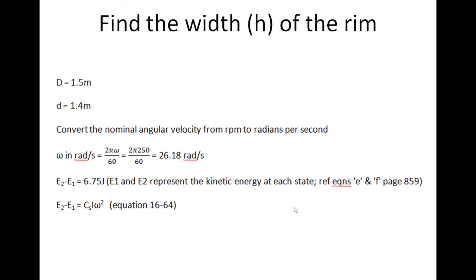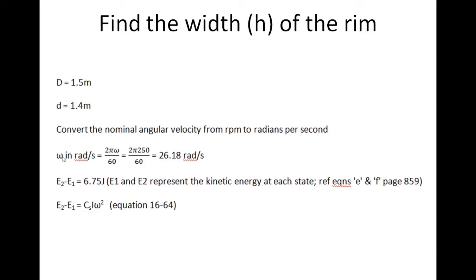So the second part of the problem asks us to find the width, or in this case the height, of the rim. Bearing in mind again that the large, or outside diameter, is 1.5 meters and the inner diameter is 1.4 meters. So we have to convert the nominal angular velocity from an RPM to radians per second for the equations that we're going to be using.